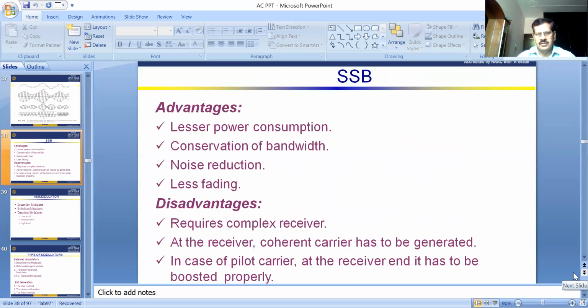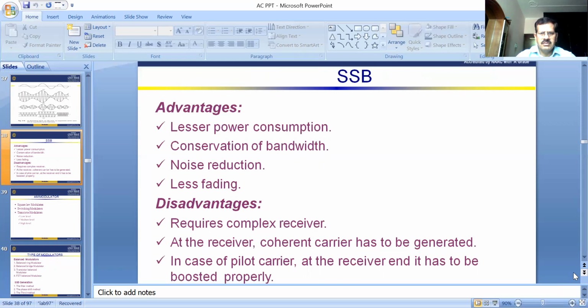SSB, single sideband. What is the advantage of single sideband? There are some advantages of SSB. First one is lesser power consumption. Second one is conservation of bandwidth.